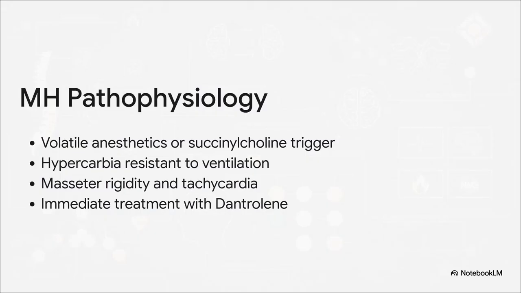The exact pathophysiological sequence for malignant hyperthermia is completely rigid. A genetically susceptible patient gets a volatile anesthetic or succinylcholine. Intracellular calcium just floods the muscle cells. Now pay close attention right here, because hypercarbia, a rising CO2 level that is completely resistant to increased minute ventilation, is your absolute earliest, most reliable clue. Then comes the masseter rigidity, the sinus tachycardia, rhabdomyolysis, and only late in the game do you see the hyperthermia. You treat this by immediately stopping the anesthetic, providing supportive cooling, and hitting them with dantrolene.